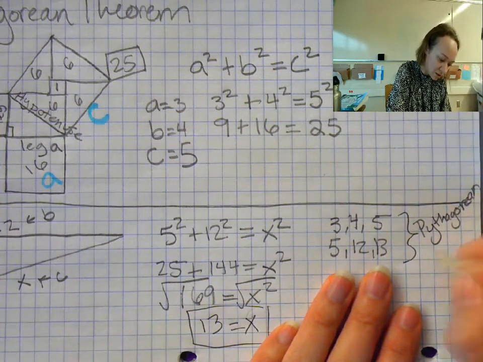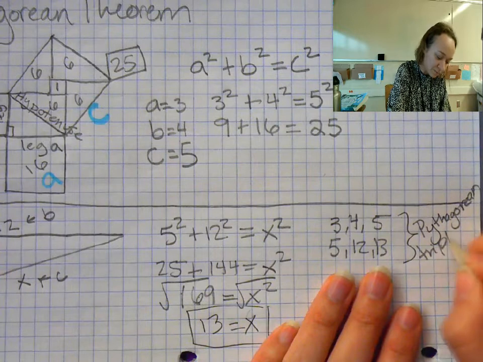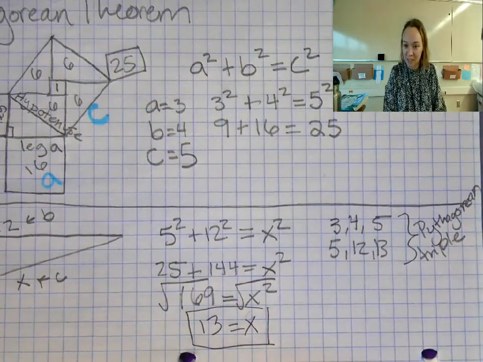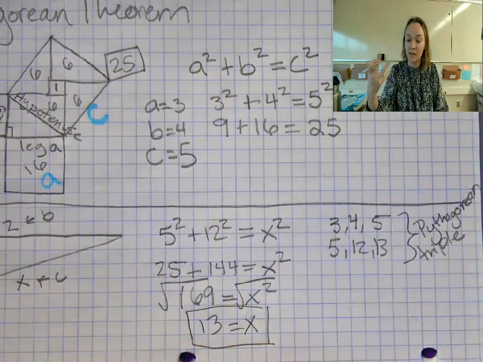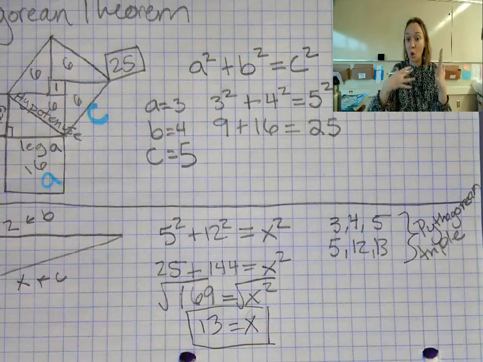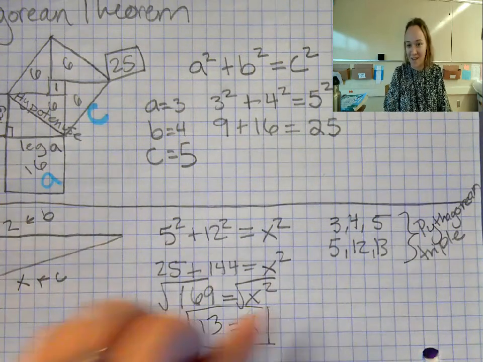Pythagorean triple. There are lots more Pythagorean triples. So as you're working in this unit, as you come across them, remember that a Pythagorean triple is 3 side lengths that are all whole numbers that make a right triangle.